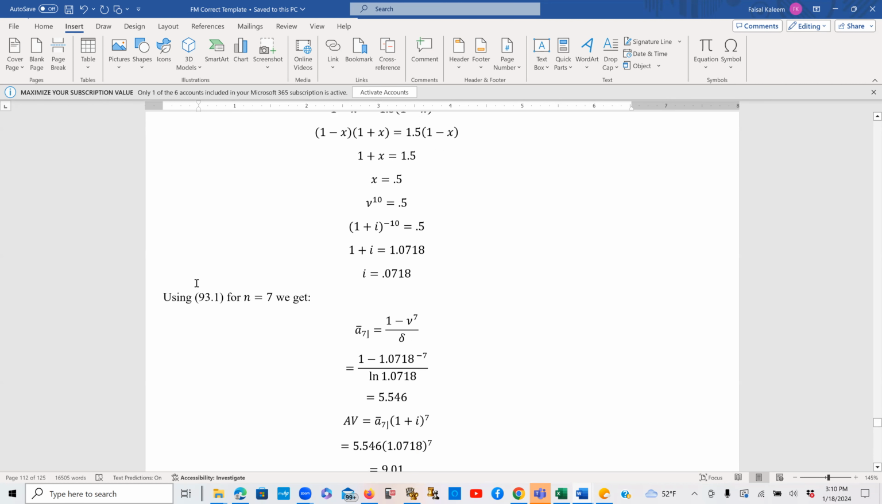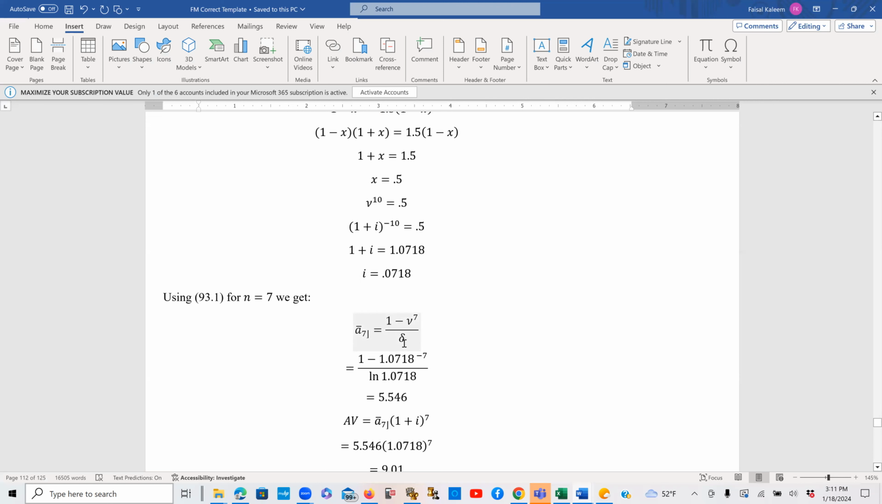So we first use case 1 to find the present value. Remember our typical procedure for finding accumulated value: first find the present value and then push that present value to where we need to accumulate. So a-bar 7 would be the present value of a 7-year annuity. That'd be 1 minus nu to the 7 over delta. So 1 minus (1 plus i) to the negative 7. Nu to the 7 means (1 plus i) to the negative 7, and i was 0.0718.